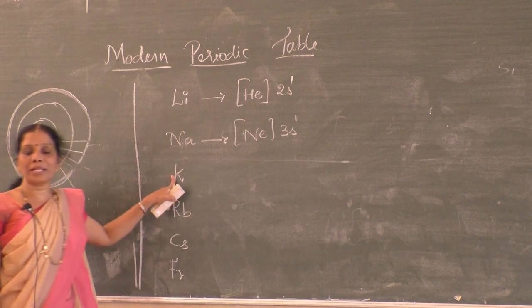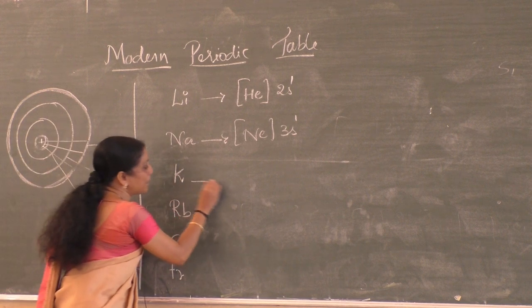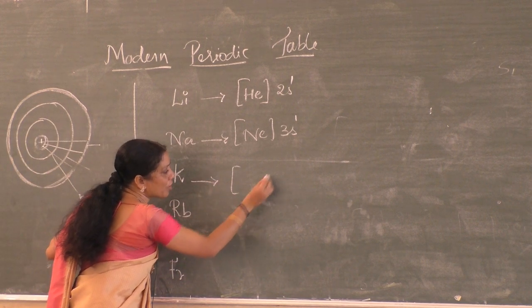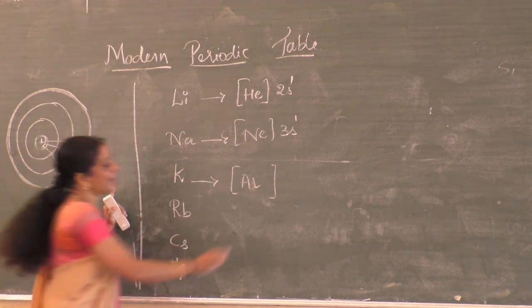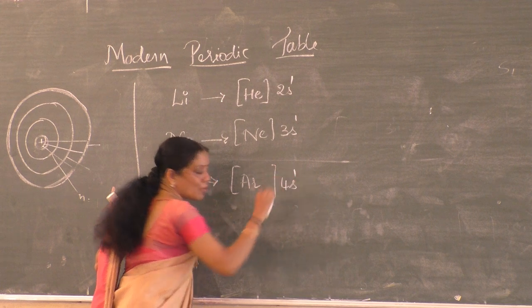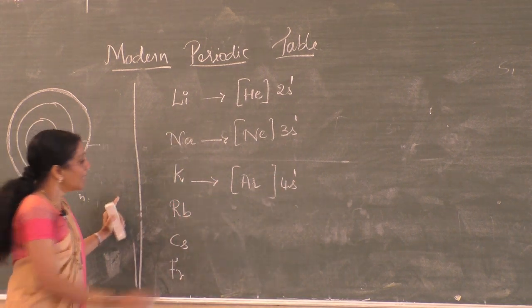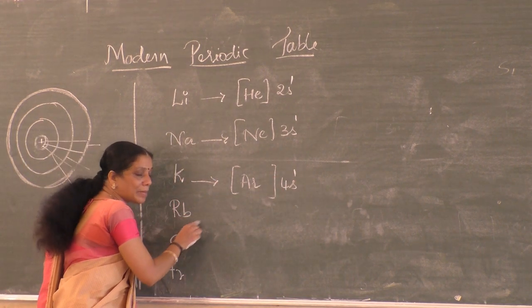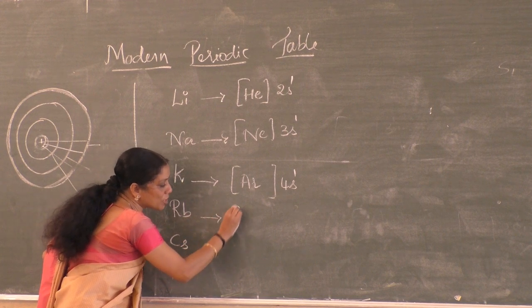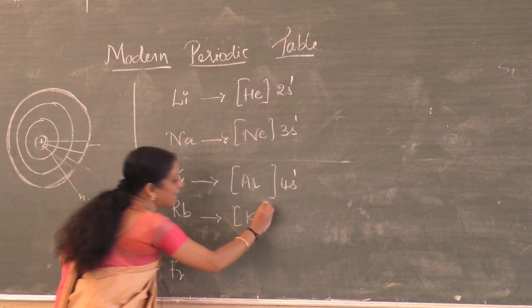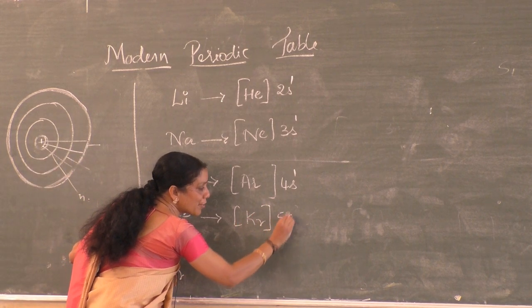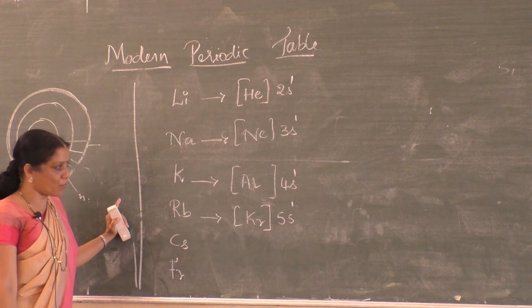Potassium, atomic number is 19. That means I can now write the noble gas configuration, argon with the atomic number 18. The next electron enters into the 4s1. Rubidium with the atomic number 37. We can use a noble gas, that is krypton, 36. And the last electron enters into the fifth main energy level, 5s1.